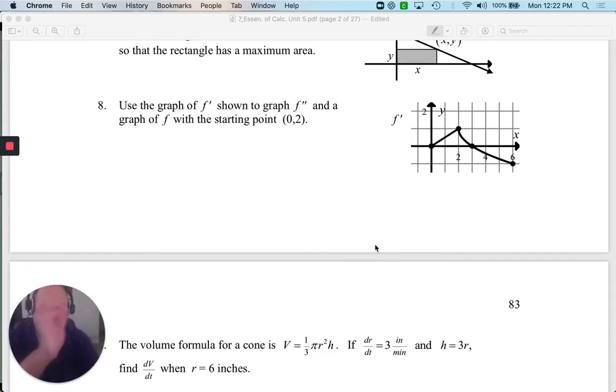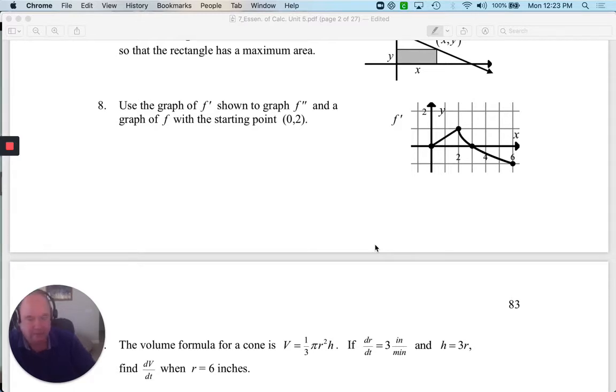Back. So here's number 8. And again, these are review questions, not connected to 5.1. So the graph of the derivative is shown, and you have to use that to sketch the second derivative and f.